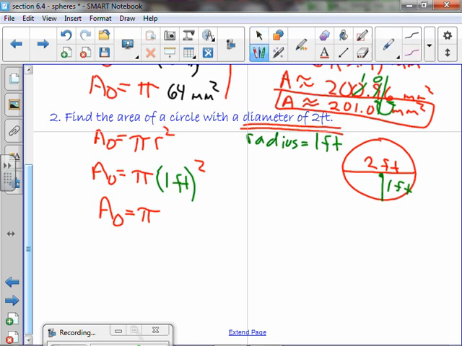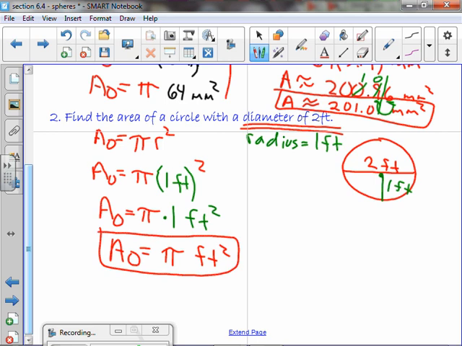1 foot times 1 foot is just 1, because 1 times 1 is 1, foot squared. And so when I multiply pi times 1, well, what do you know? I just get pi. So area of my circle is equal to pi feet squared. And that is my perfect answer.